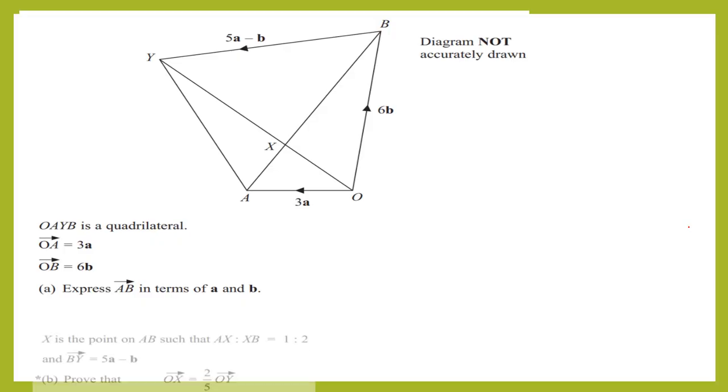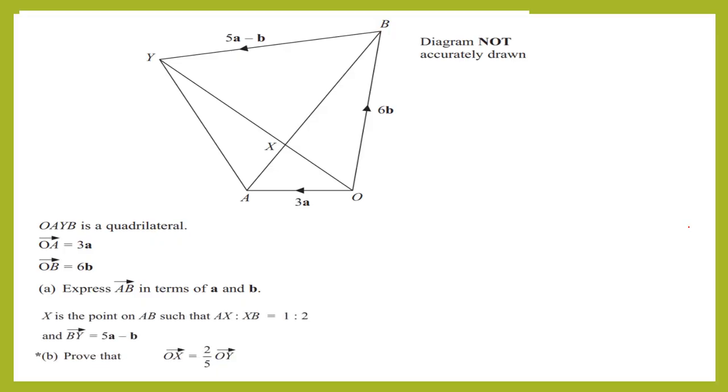This example talks about the ratio, when we want to prove a ratio that happens in a vector. The question says OAYB is a quadrilateral, as you see here. OA is 3a, and OB is 6b, and then we have BY is 5a minus b. We need to express AB in terms of a and b.